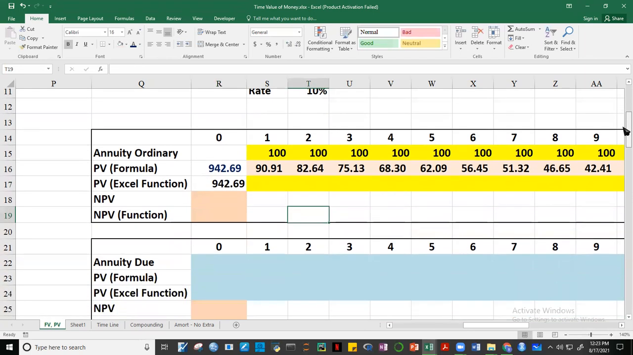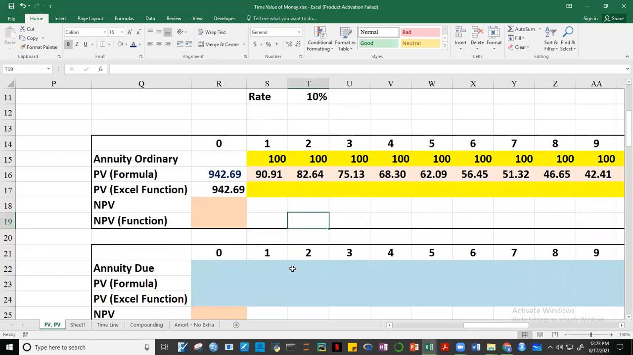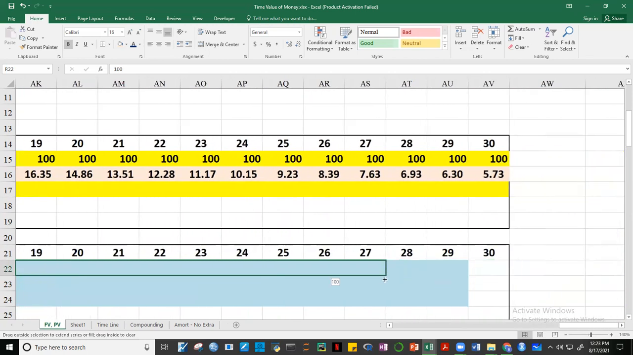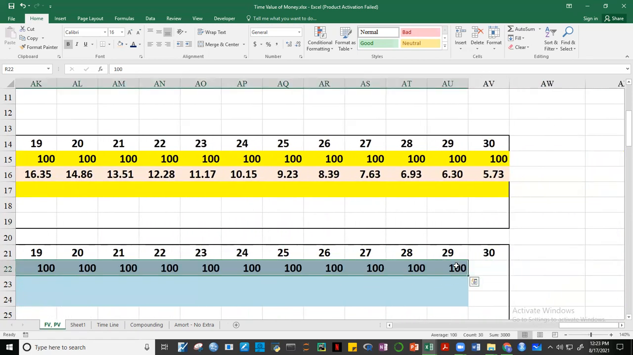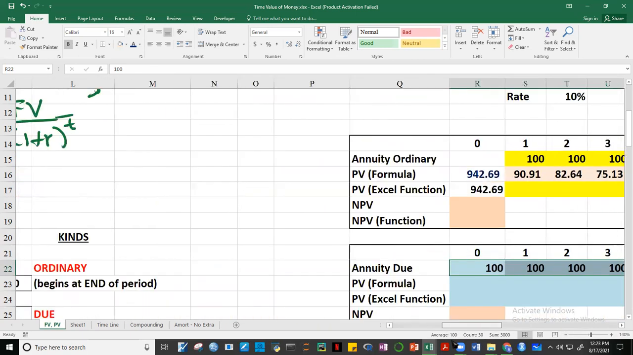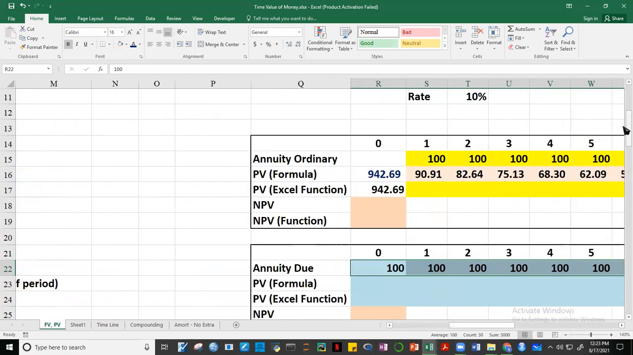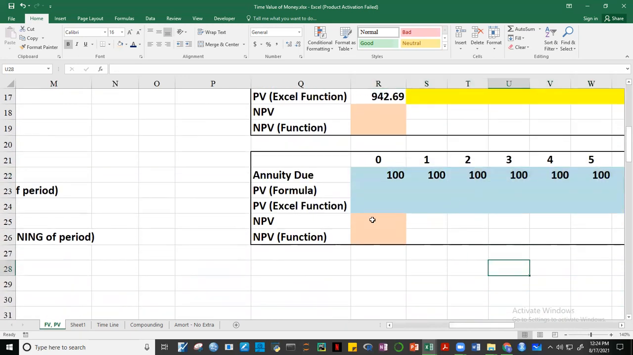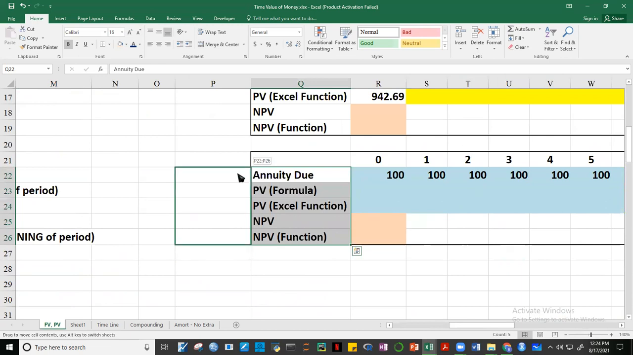All right? So, pag due naman guys, ito 100, simula kagad yung cash flow, 100. Yan. So hanggang 29, no? And you have 30, 100 din. Okay, so this is annuity due. Ilagay ko lang dito.